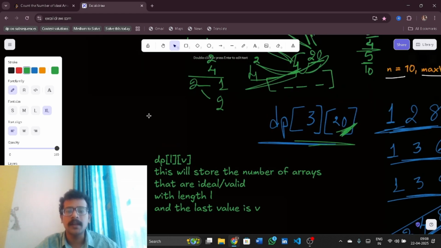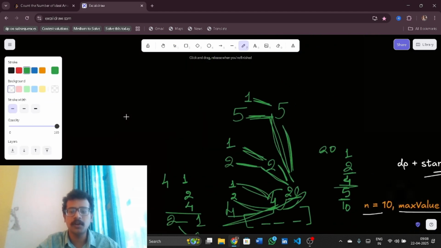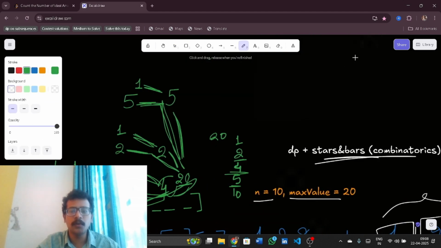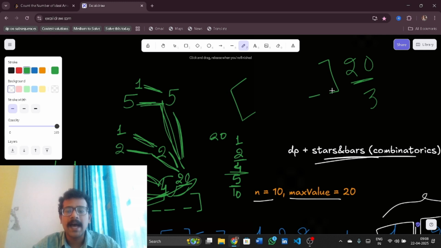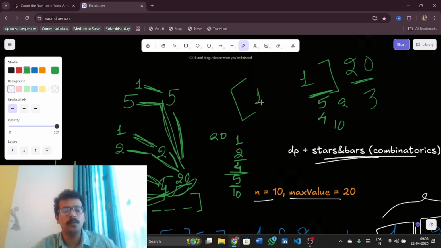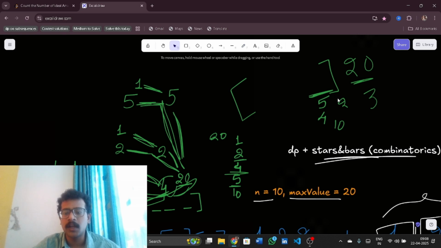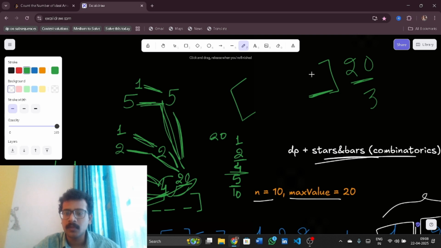So here if you see for 20, I am just taking this 20 at the length of 3, right? So I need to add this 20. Now the last value will be 5, or it will be 4, or it will be 10, or it will be 2, or it might be 1 also. You might get confused, what if it is 1? You can place a 1, bro, at the first element. Now just take this away from here. So this is the value.